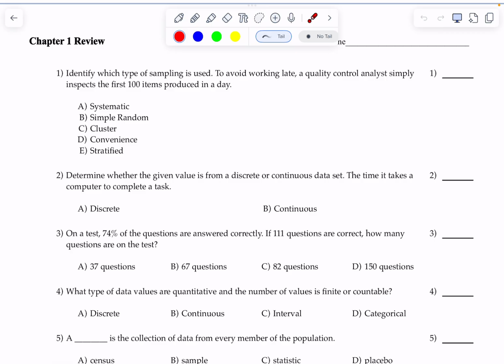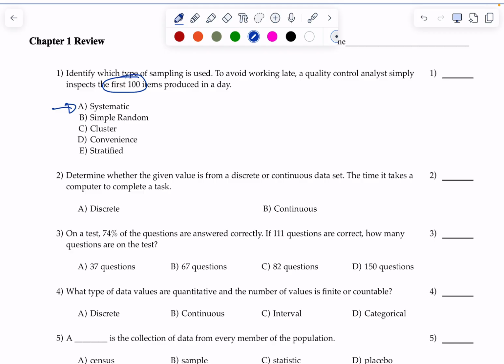Identify which type of sampling is used. You guys have a word bank for this, basically, by that review sheet, so if you want to have him handy so you can look at this. Otherwise, there's multiple choice there for you. To avoid working late, a quality control analyst simply inspects the first 100 items produced in a day. Now, that is not every 100th item, right? Systematic would be like every 100th item. It's just saying the first 100 items, and we're just going to check them. And if those are good to go, the rest of them are good to go.